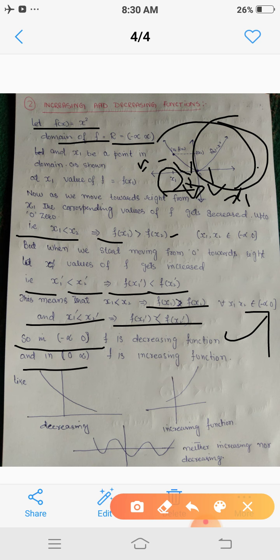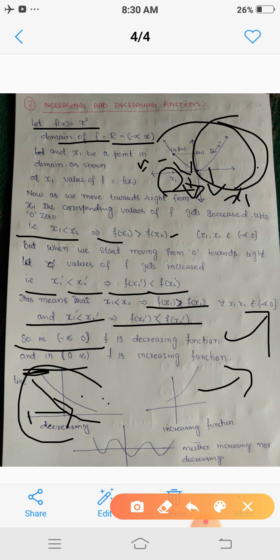Like if we consider the graph of another function like this, at this point f of x has the highest value, but when we start increasing the values of x, f of x starts decreasing, because it moves towards the x-axis, which implies that this function is a decreasing function. Here, this is an increasing function, but if we consider this sinusoidal wave, it is neither decreasing nor increasing, because this portion is increasing, this portion is increasing, and this portion is decreasing. So those functions which are neither decreasing nor increasing look like this.